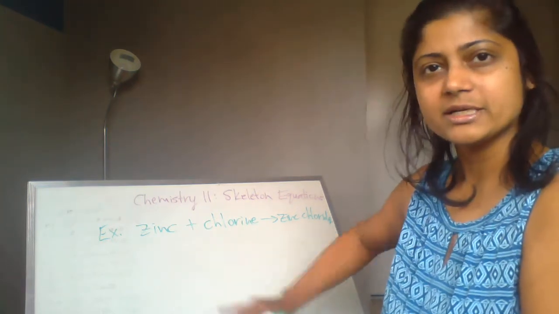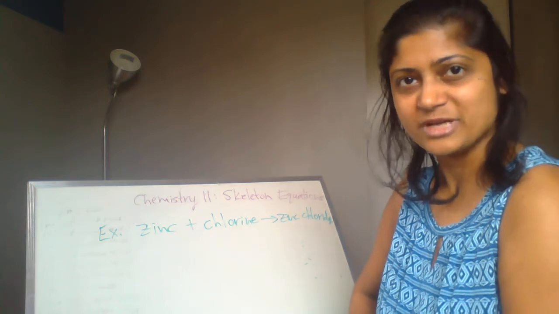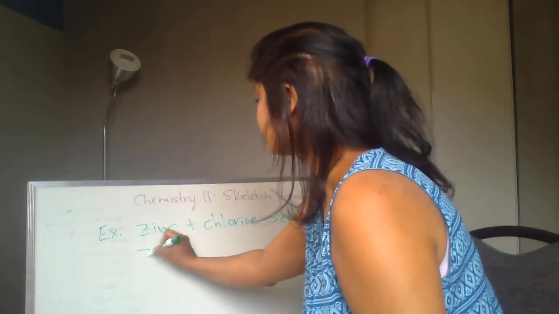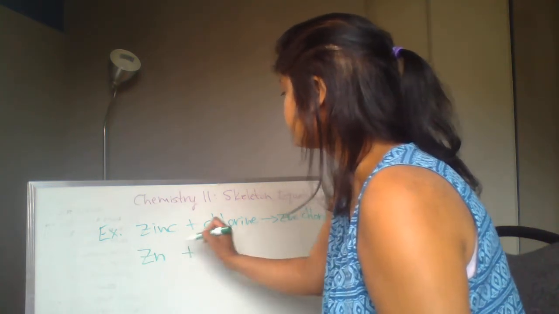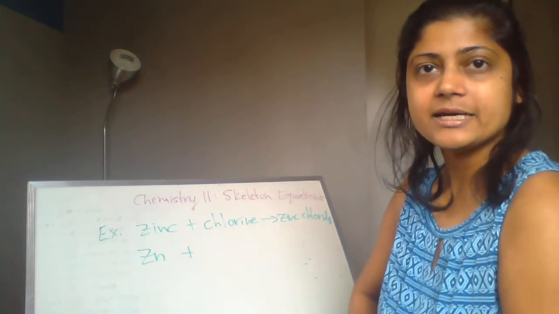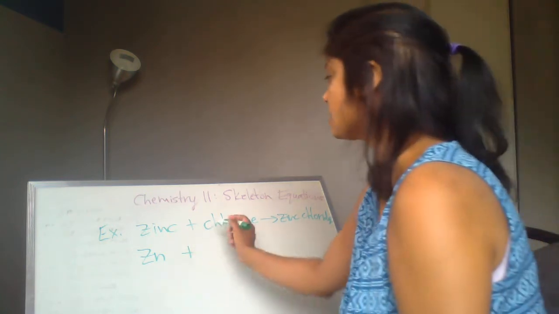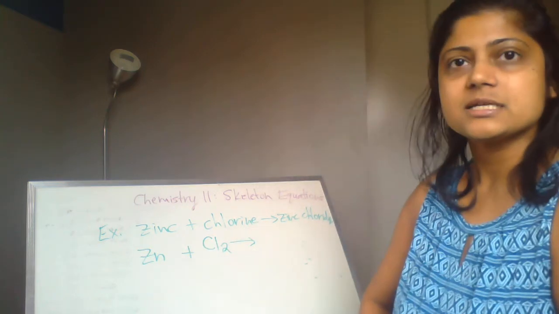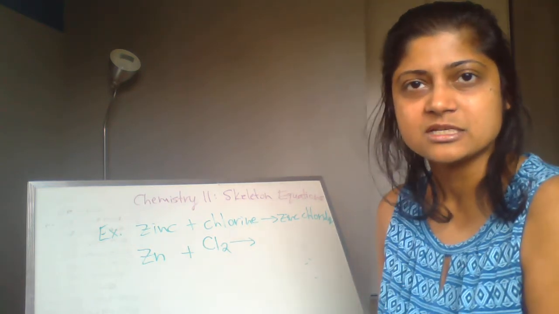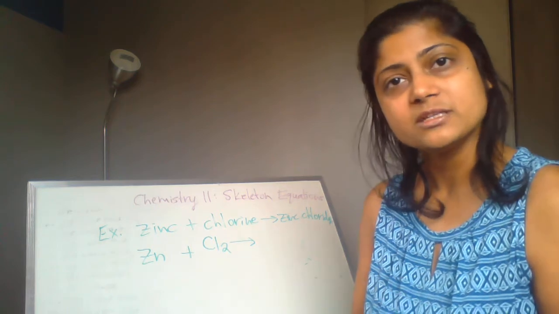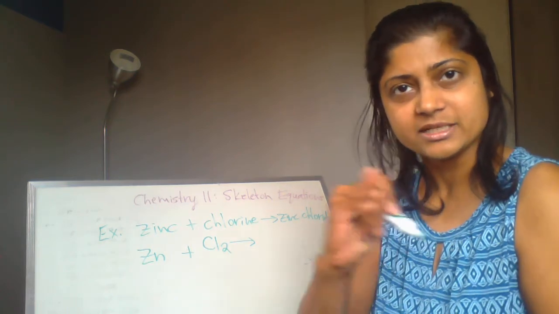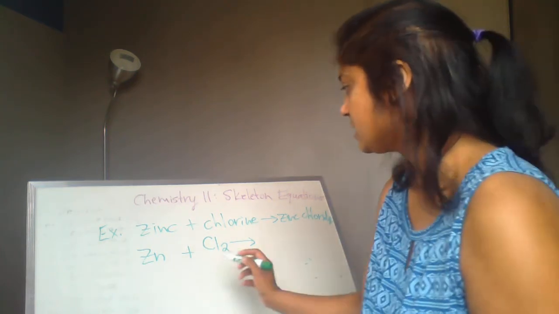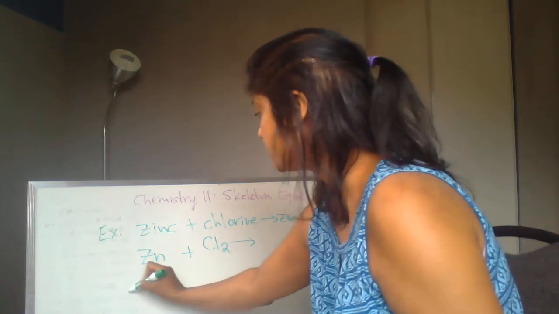So let's try writing the skeleton equation for this reaction here. So zinc is Zn. Again, chlorine is diatomic, so I'm going to put Cl2. And if you're not sure about the elements that are diatomic, if you look in the periodic table, it's actually like an upside down L, okay? So let's write it down here so we can see.